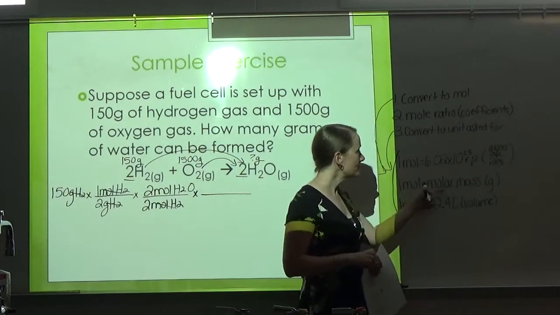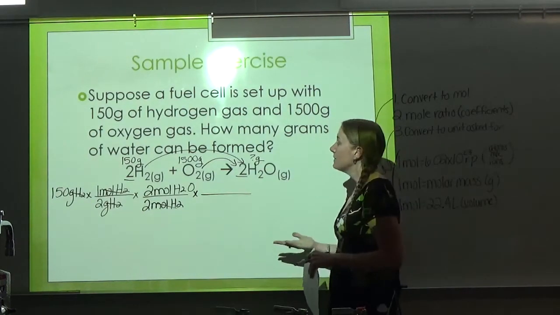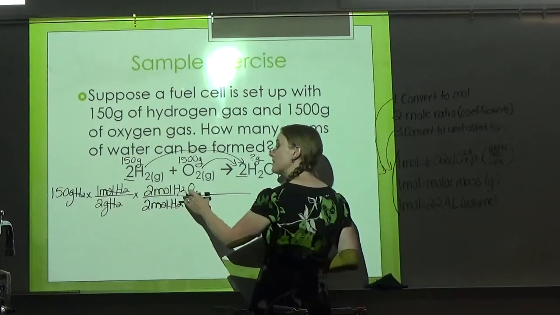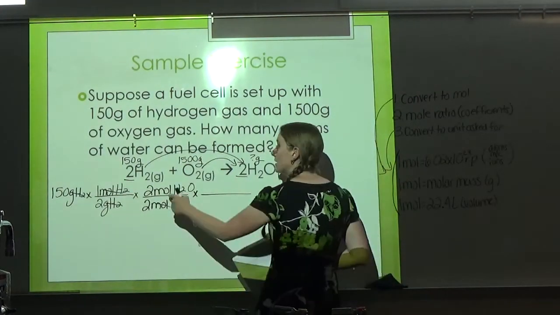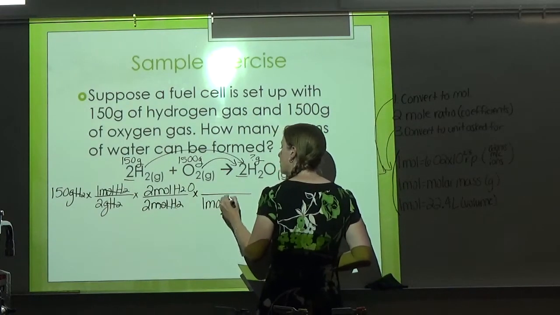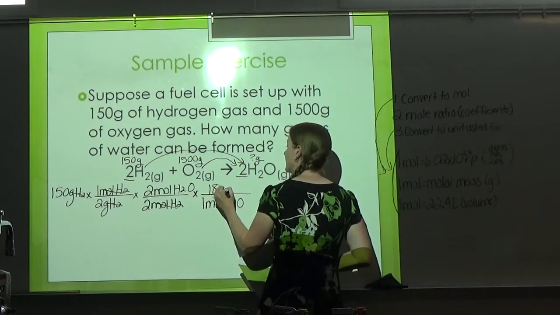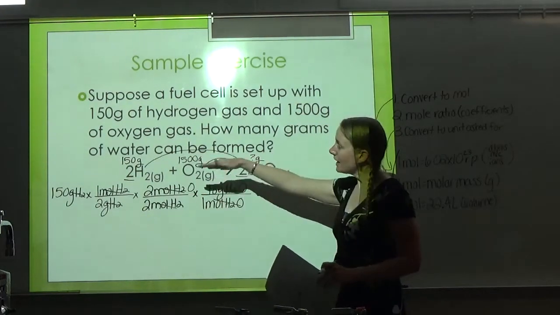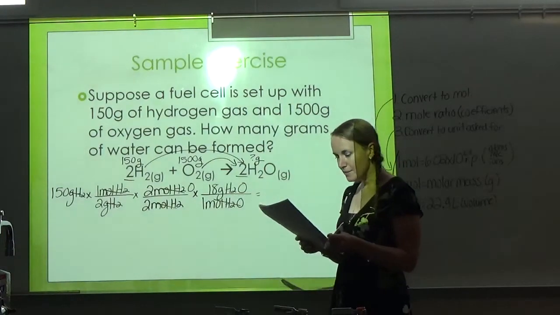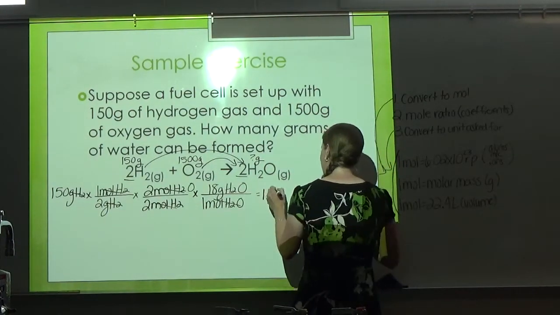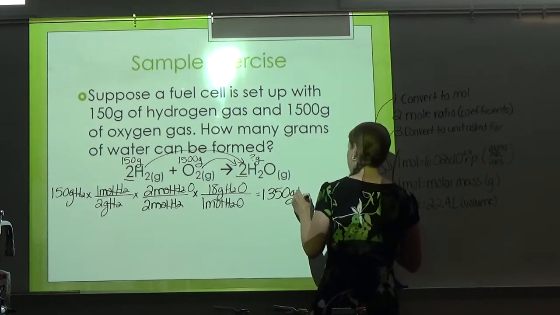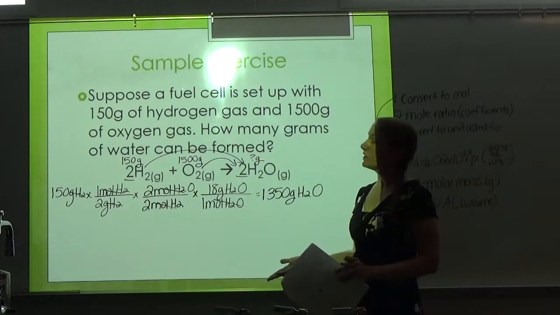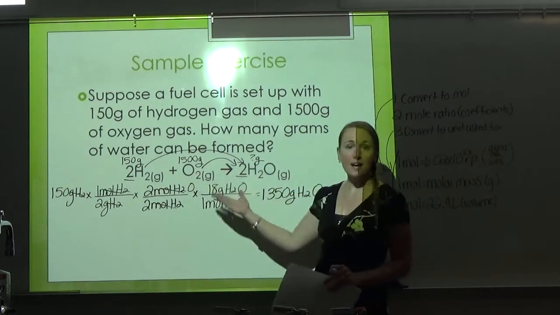So since I need grams, I'm going to do molar mass, but because I have now switched over to water, I'm going to use molar mass of H2O. So molar mass of H2O is 18 grams per mole. Since I have mole on top, I'm going to put the 1 mole on bottom, and that equals 18 grams on top. So my moles cancel, and so then I multiply across the top, divide across the bottom, and for this one I ended up getting 1,350 grams of water. Now, I don't know if that's the amount of water I'm actually going to create or not because I haven't checked oxygen yet.